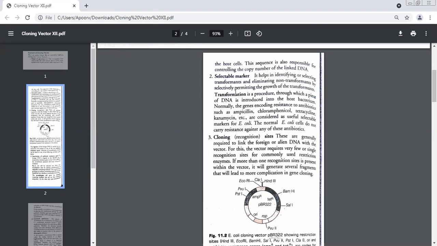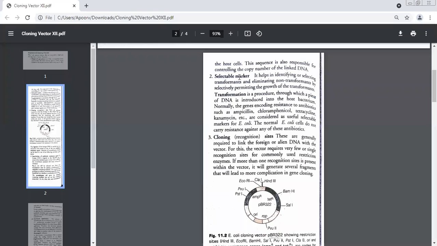So selectable markers help you to identify transformants and eliminate the non-transformants by selectively permitting the growth of the transformants. So we'll select that, yes, these are the transformants, and we'll remove whom? The non-transformants. We try to introduce the gene with the help of a vector, but probably the gene after entering inside was not active. So we did not find any change in the host. Such kinds are known as non-transformants. What do we call these organisms? Non-transformants. Yes. So which one is a transformant? Which one is a non-transformant?